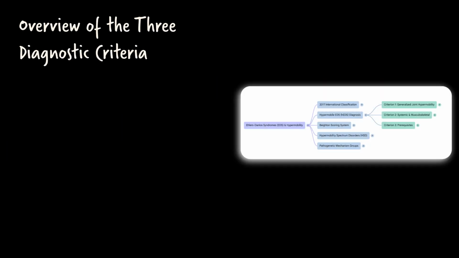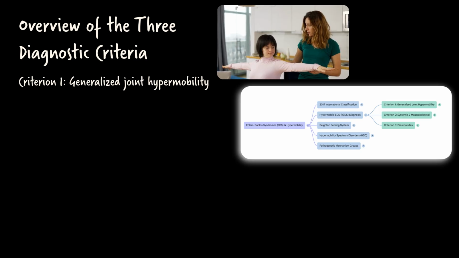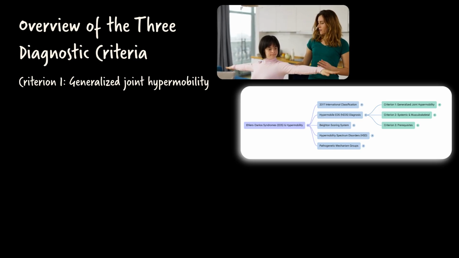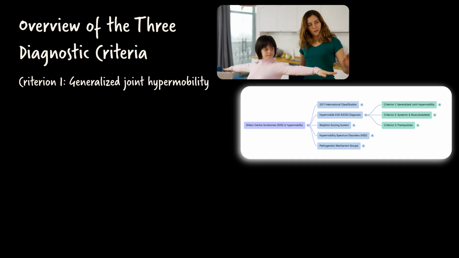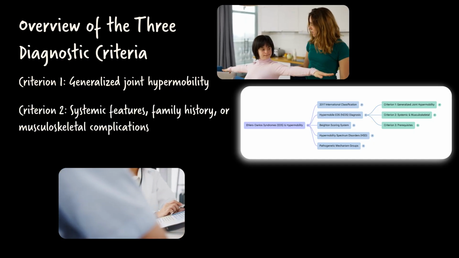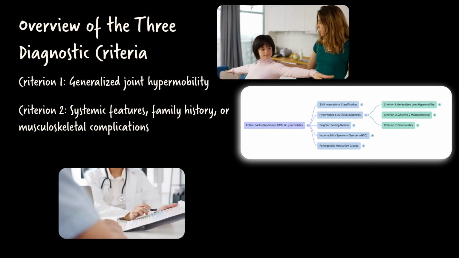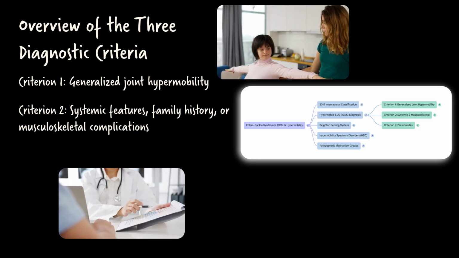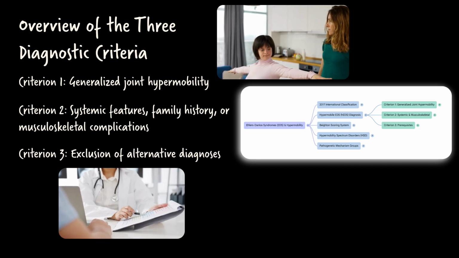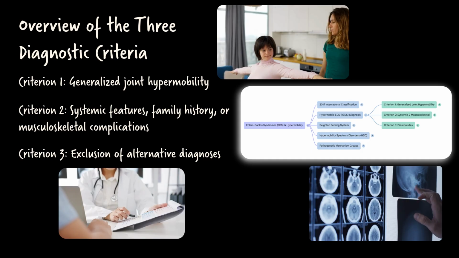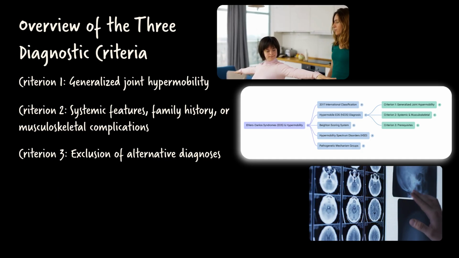There are 3 main criteria used to make the diagnoses of hypermobile Ehlers-Danlos. Criterion 1 establishes generalized joint hypermobility. Criterion 2 captures the broader clinical context, including systemic features, family history, and musculoskeletal complications. Criterion 3 ensures that other diagnoses are considered and excluded.